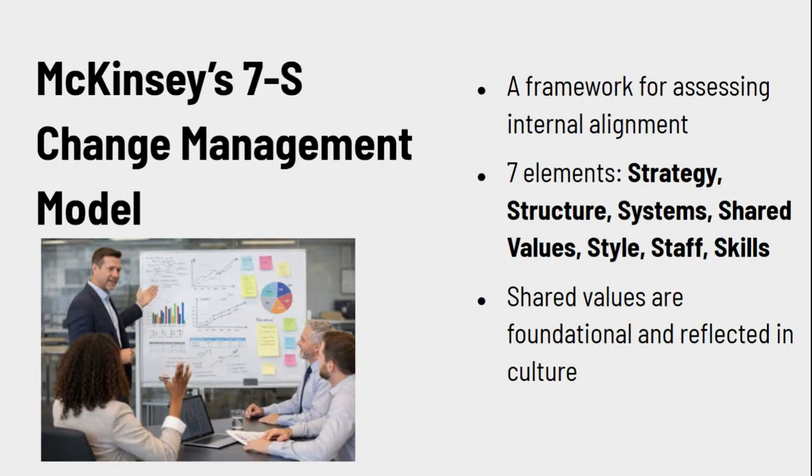McKinsey's 7S model helps organizations examine internal alignment. It reminds us that change does not succeed if only one element shifts while others remain inconsistent. The seven elements are strategy, structure, systems, shared values, style, staff, and skills.